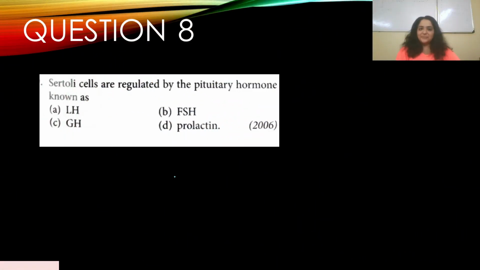Okay, so question number 8. Sertoli cells are regulated by the pituitary hormone known as, and this appeared in 2006, A, LH, B, FSH, C, GH, and D, prolactin. So Sertoli cells, already discussed, are nurse cells, and they are regulated by B, FSH. FSH plays an important role in spermatogenesis. Answer is B.